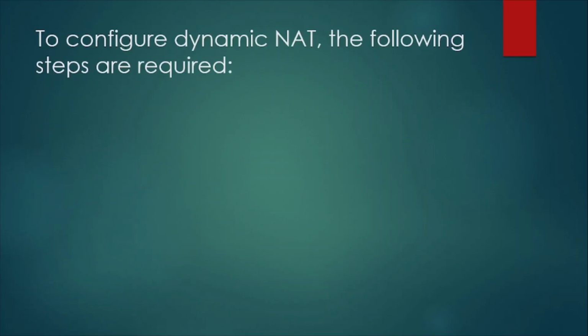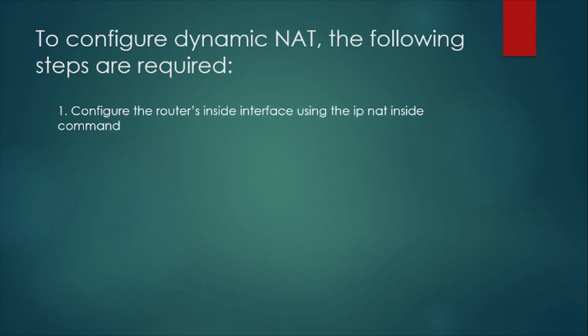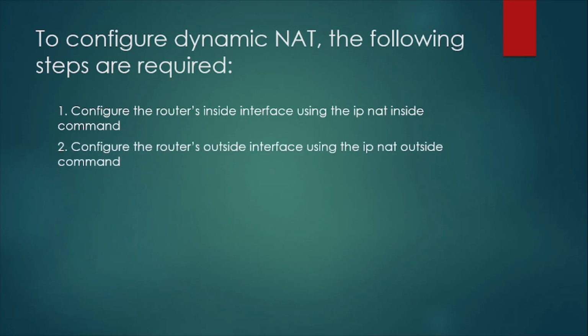To configure dynamic NAT, there are some required steps. First, configure the router's inside interface using the ip nat inside command. This command distinguishes whether the interface of a router is for the inside or the outside. Second, configure the router's outer interface, which comes from the outside network, using the ip nat outside command.